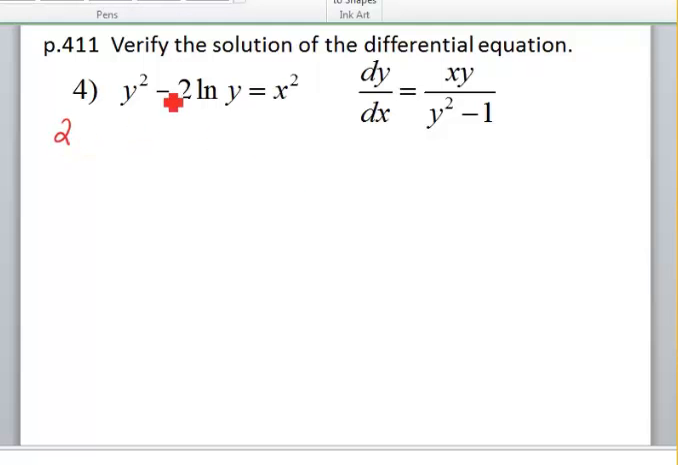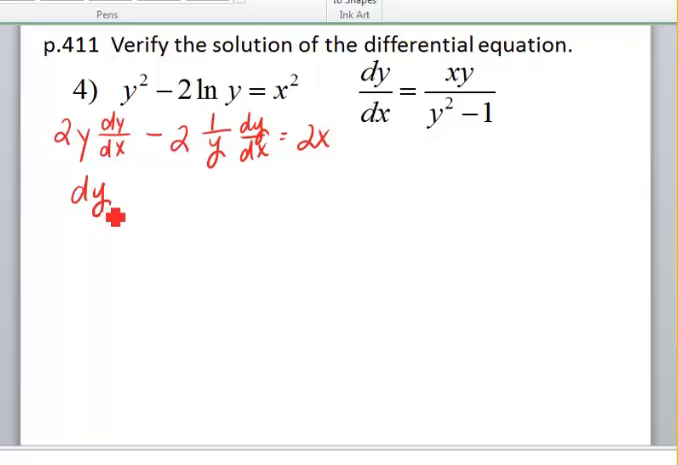So I'm taking the derivative with respect to x, so I need to put 2y, and then I need to add in my dy over dx, minus, I've got a 2, and then ln of y would be 1 over y dy over dx is equal to 2x. Sorry, I said negative 2x, I just meant 2x. Looking on this side, I can take out a dy over dx on both of those terms, so I'll do so. That gives me 2y minus 2 over y, and that equals 2x.